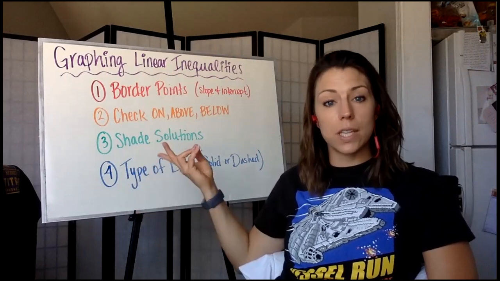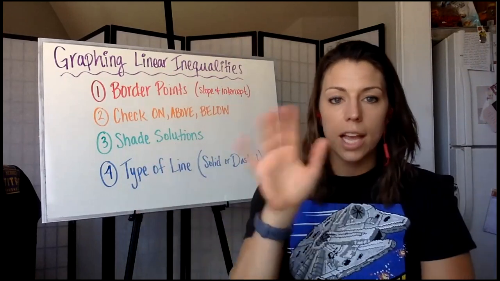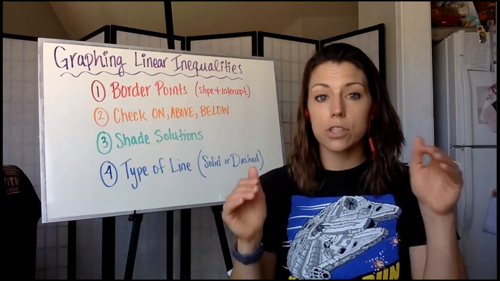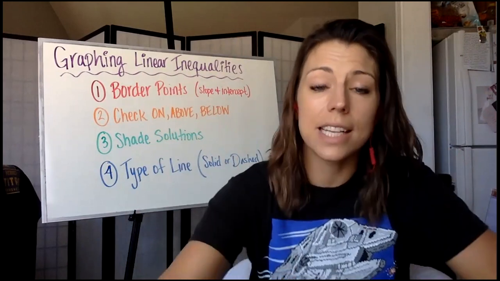Again, some people like to do these steps in a different order, or they like to do the type of line before they do the check. That's completely up to you. Just make sure that your graphs always have a dashed or a solid line and shading in one region or another.